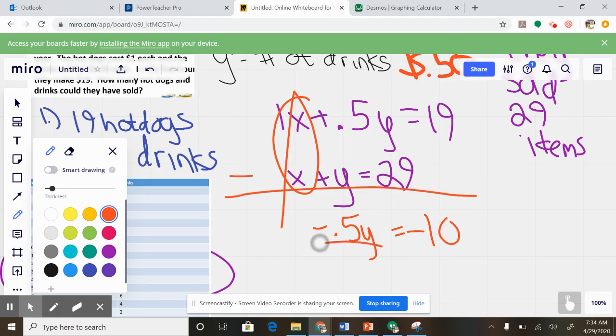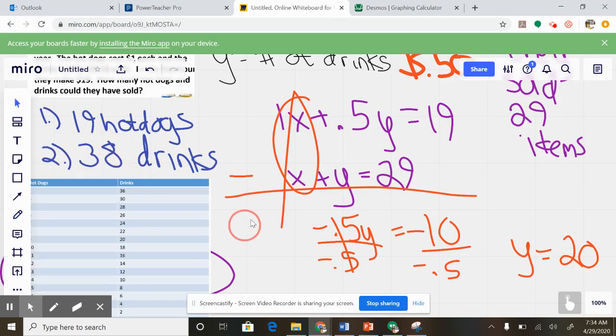I'm going to divide both sides by negative 0.5. That's going to cancel. And I'm going to get y equals, the negatives will cancel here, and 10 divided by a half is 20. y equals 20. That means, remember, y stood for the number of drinks. So that means I sold 20 drinks. But remember, I said I had 29 items. So if 29 total items, 20 of them are drinks, that means 9 of them must be hot dogs.